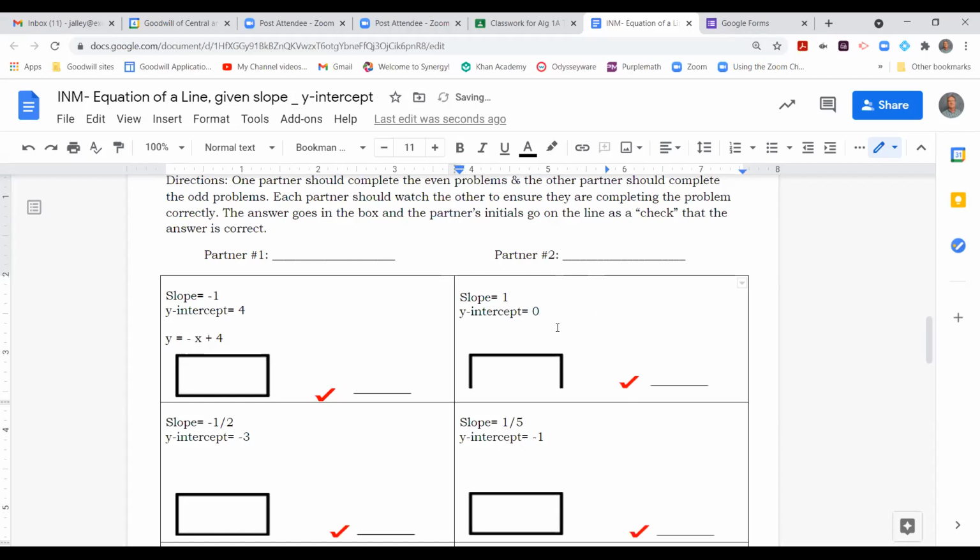Y equals, y equals 0 times x. How about y equals x? Yeah.